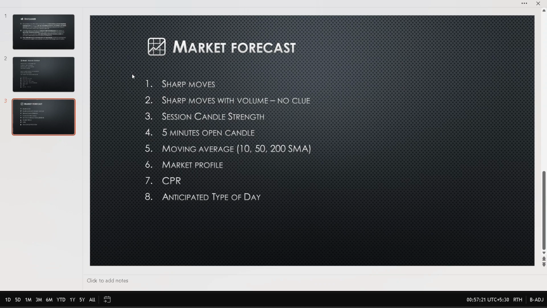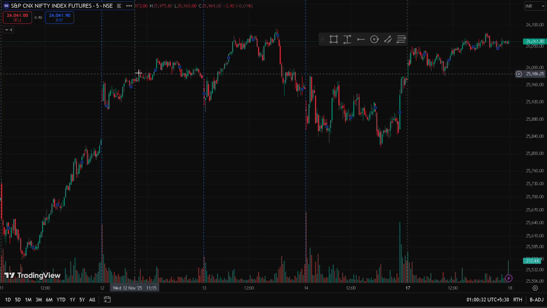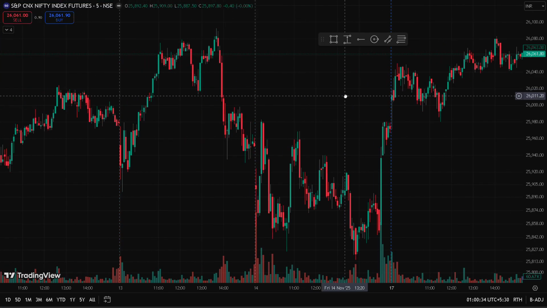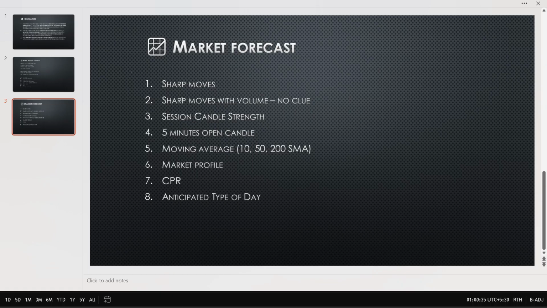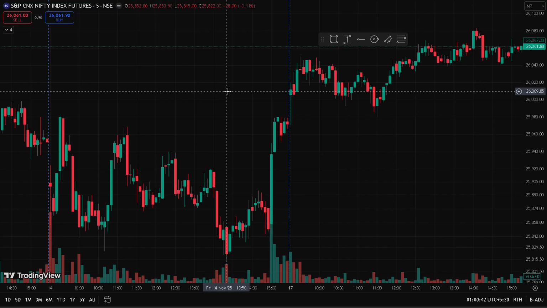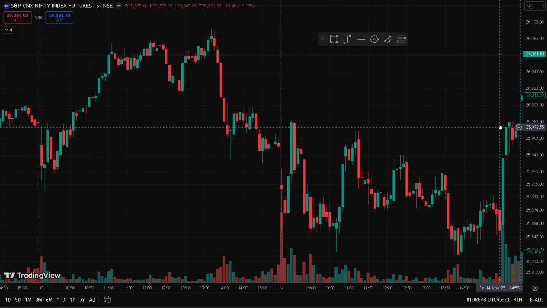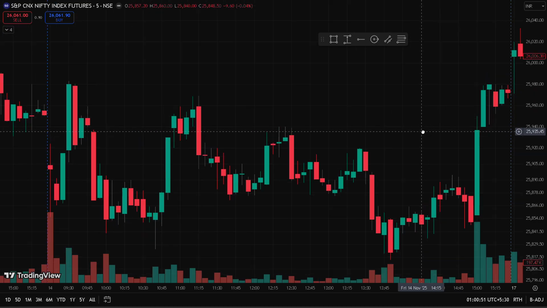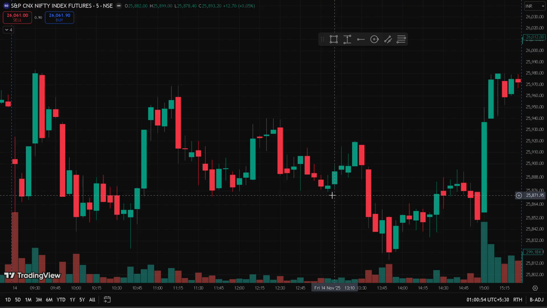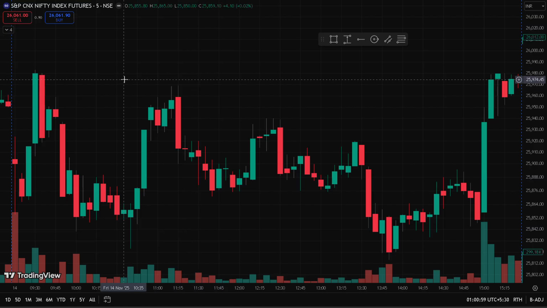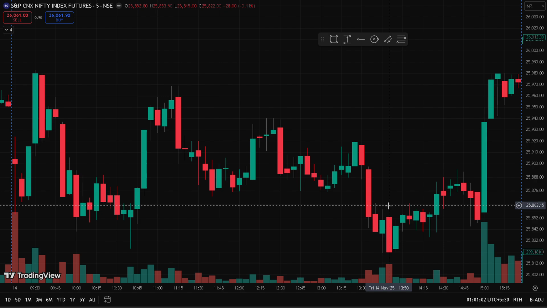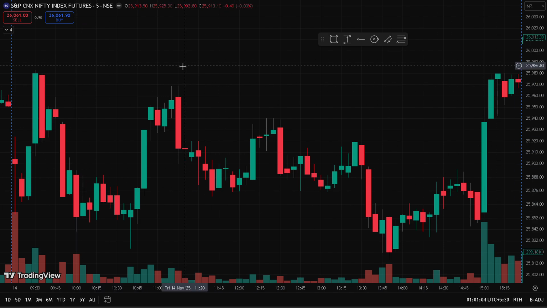Let's go back to the Nifty 50 futures chart, which I have opened here from TradingView. Let us start with the first pointer, that is sharp moves. Let us see if we had a good amount of sharp moves in the last two sessions. We can clearly see that on 14th November the market was completely in a range. Range in the sense it was not sideways, it was actually in a range. We can call this a trading range day.